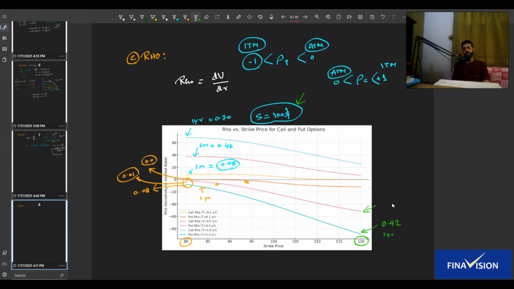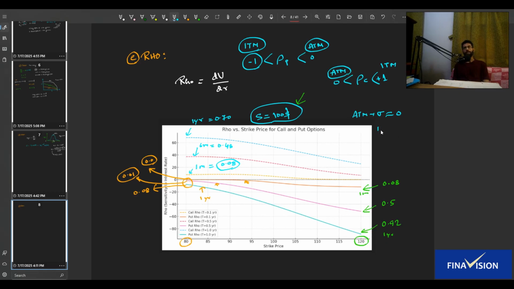The next one has half a year to expiry, and this has a value of somewhere around 0.5. And the last one, about 1 month to expiry, has a value of somewhere around 0.08 once again. So again you can see time to expiry is also having a very vital effect here. The rho is being impacted by time to expiry and also by its moneyness. At the money option means rho is closer to 0.